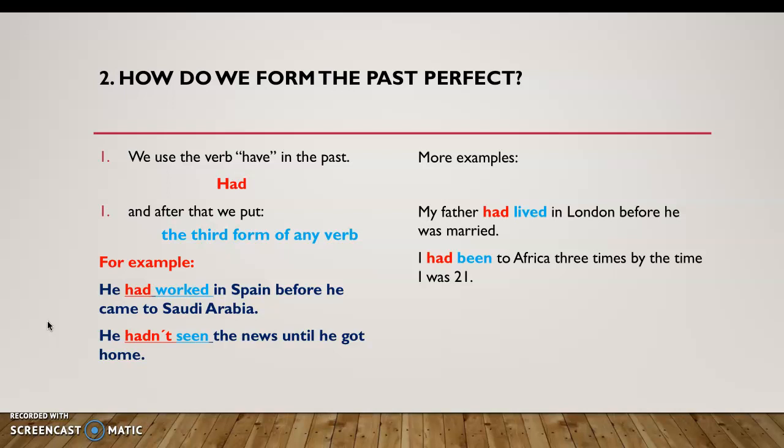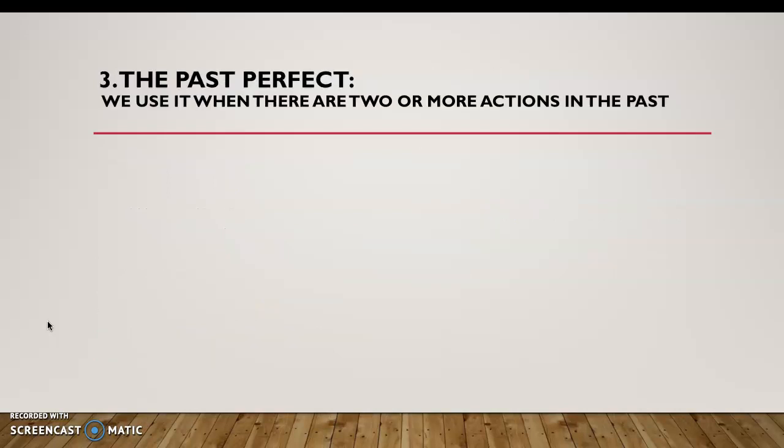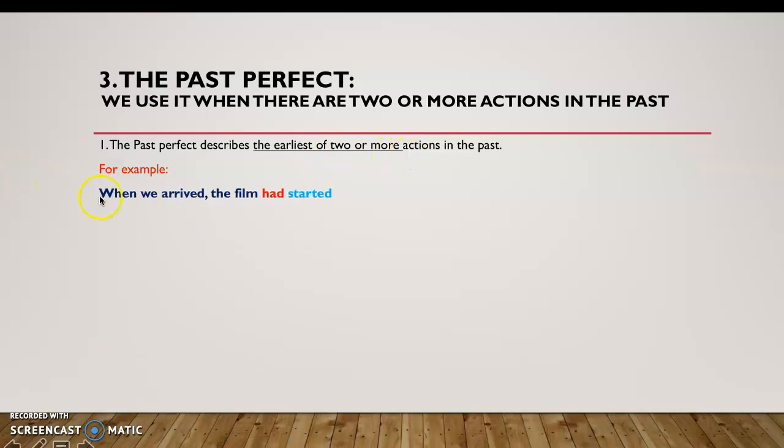Now, that's the structure, but the question really is, when do we use it? Well, we use it when there are 2 or more actions in the past. So the past is talking about the past, and there are 2 or more actions. And the past perfect describes the earliest of 2 or more. So let's have a look at this example. When we arrived, the film had started. Basically, this is the action that happened first, and then this is the second one. So, first the film started, then we arrived.